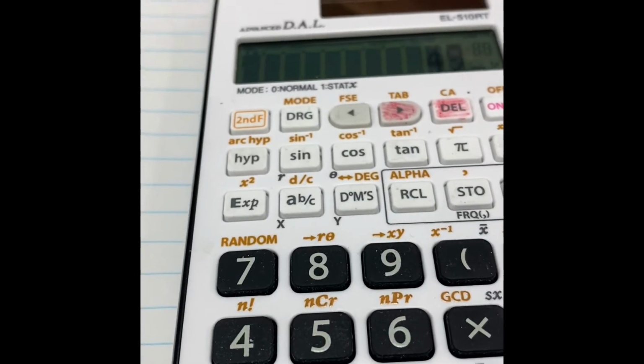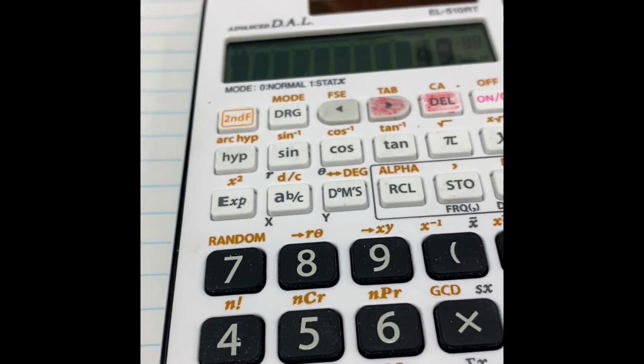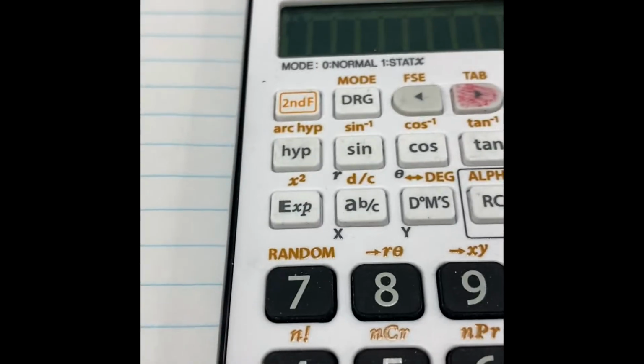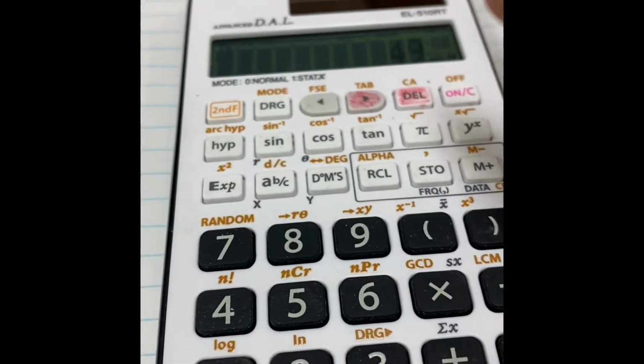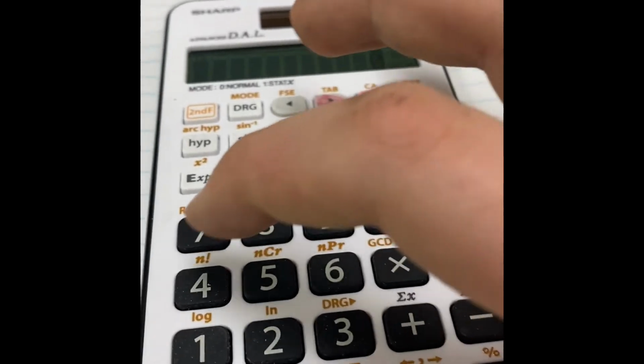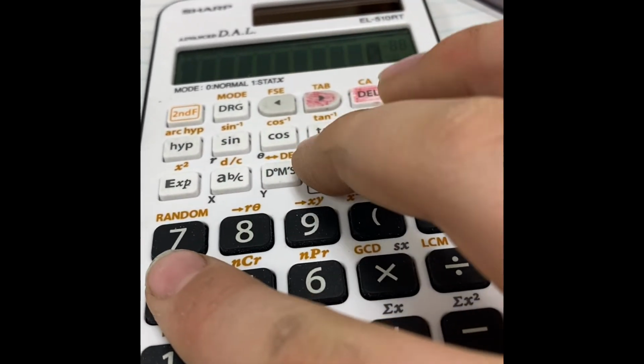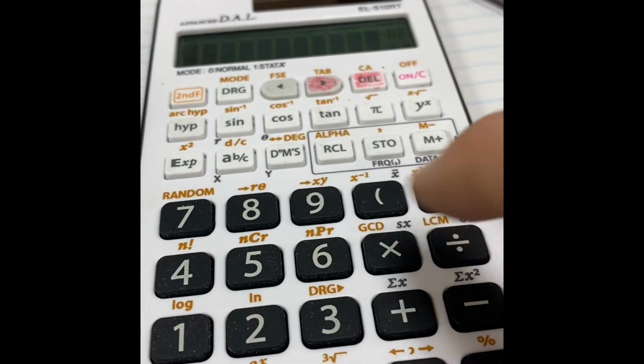And I think I need a calculator. Timesing by pi, I usually use a calculator. Okay, so now I'm going to guess it's 49 times pi. Okay, yep. 49 times pi.